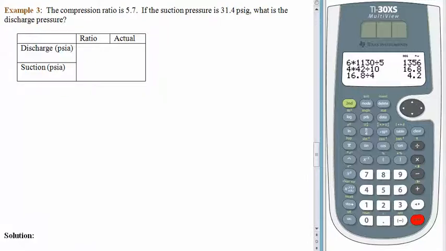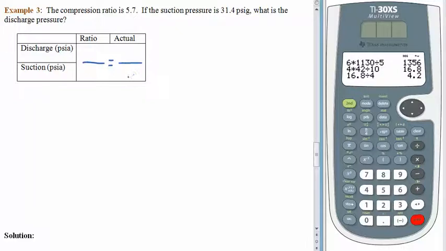All right, we've talked about ratios before, and we've talked about compression ratios in particular. Here we have a compression ratio of 5.7. Suction pressure is 31.4 psig. We want to know the discharge pressure. So you'll remember that the compression ratio is the ratio of the discharge pressure to the suction pressure. So ratios and rates are really handy for scaling things up and scaling things down.